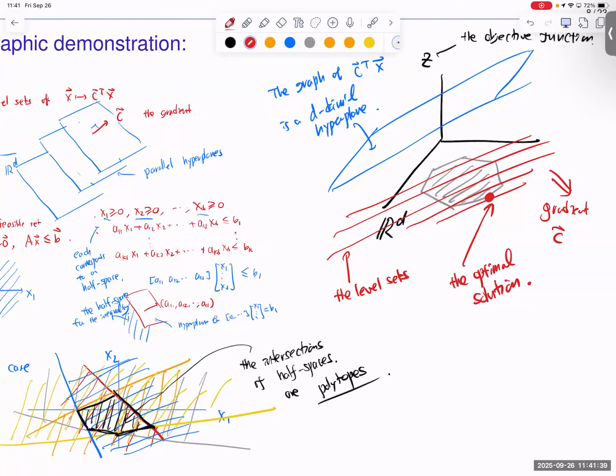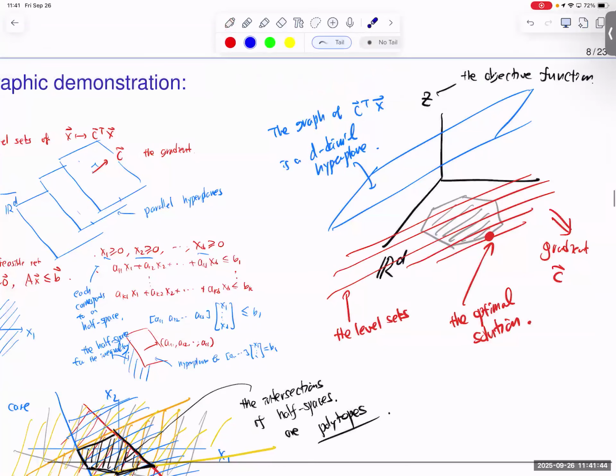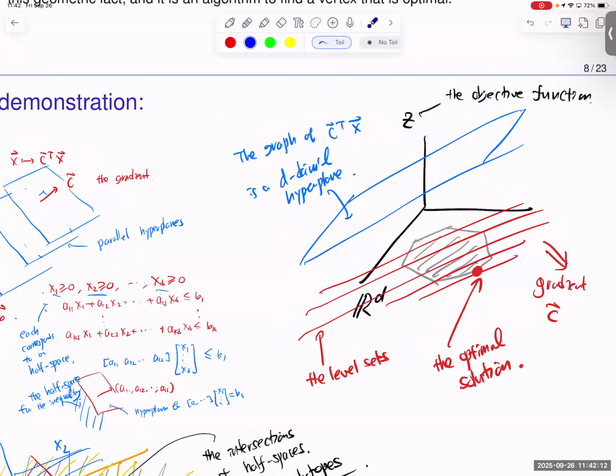Okay, so in linear programming, basically we have this picture, and once you understand this picture, you immediately see that if an optimal solution exists, at least one vertex is an optimal solution. Okay. So basically, linear programming is about finding such a vertex, the optimal solution. Okay. In a finite dimensional case, okay.